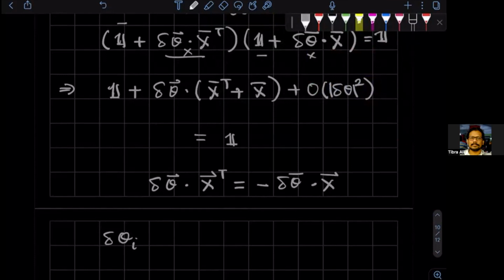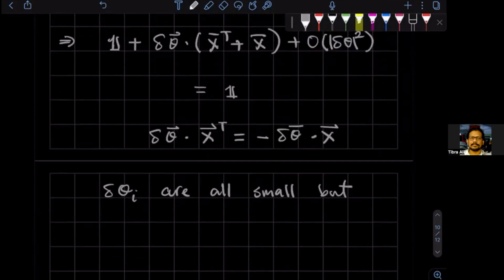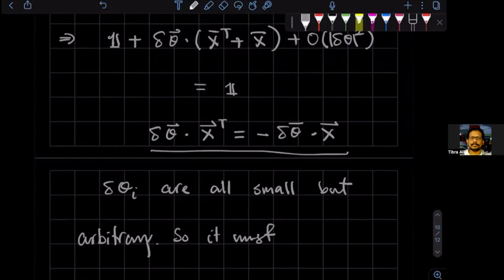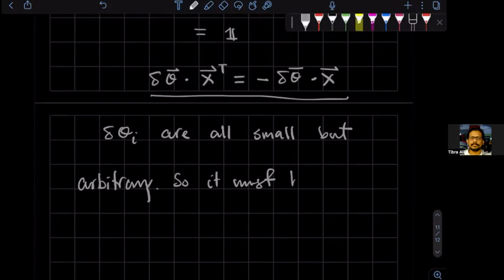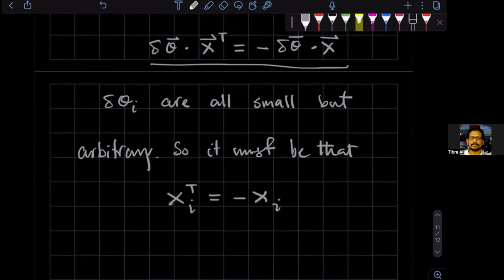Now, the delta theta i are all small but arbitrary, right? So for this equation to be true for all these arbitrary values, it must be that each of the generators is antisymmetric. Okay, so we have found one of the properties of the generators, that they are antisymmetric.